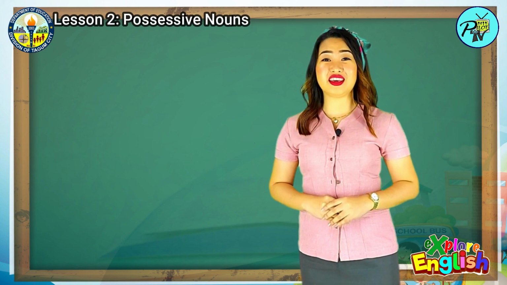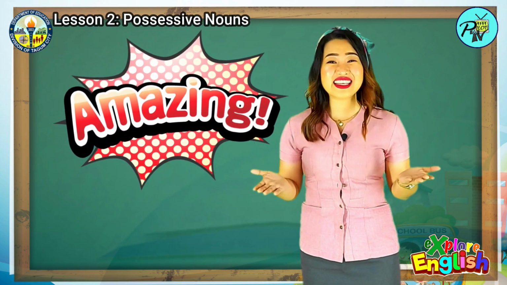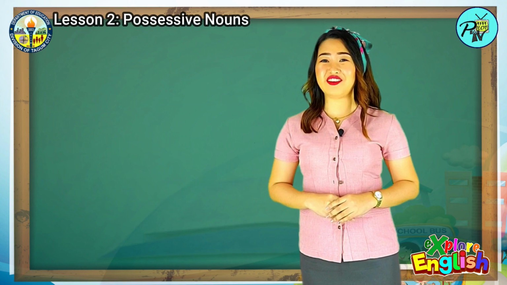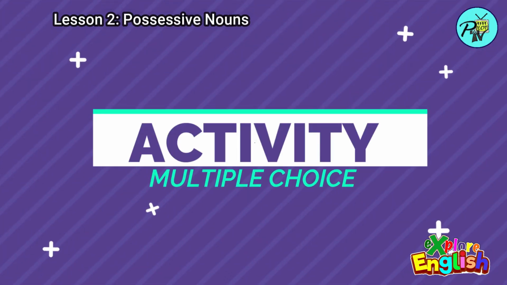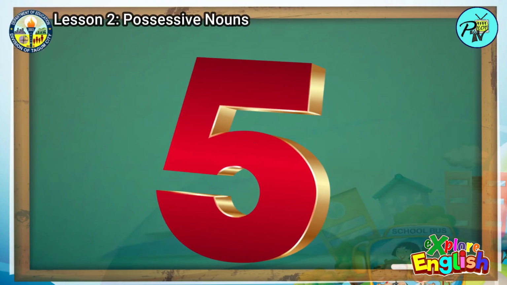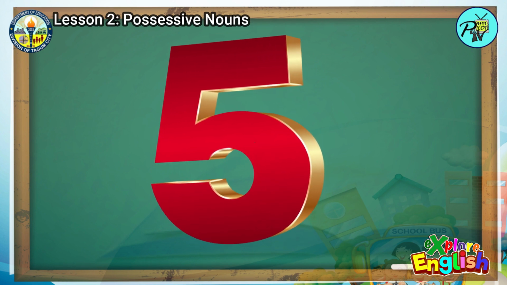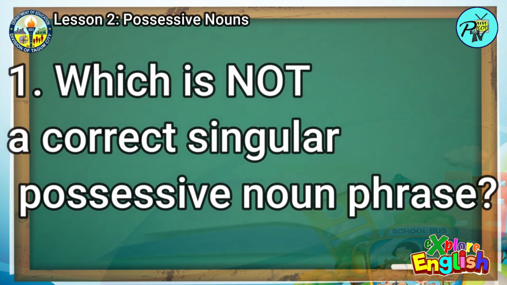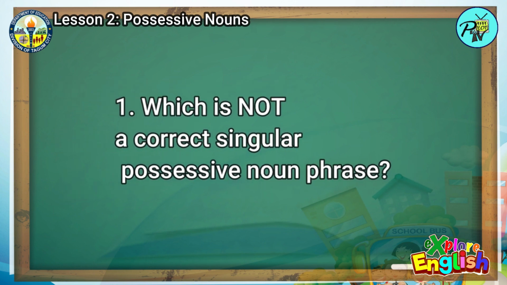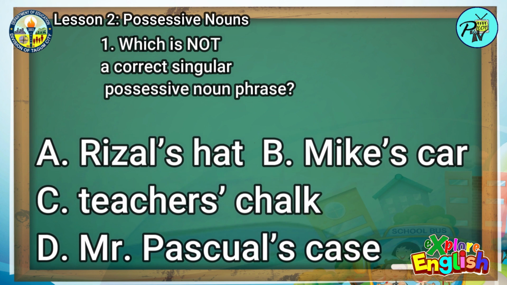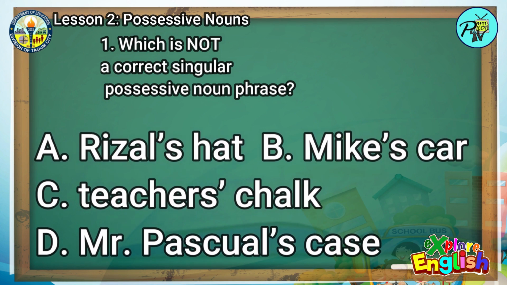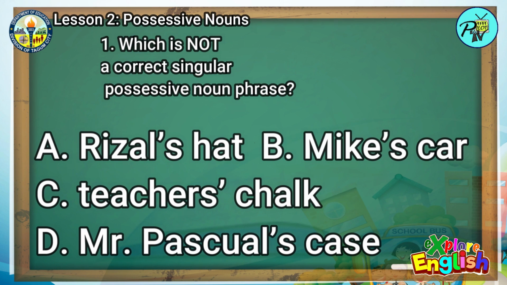Were you able to give your own examples? Amazing! Now you are very much ready for our next activity. This activity is multiple choice. Choose the letter of the best answer. You have 5 seconds to answer. Number 1. Which is not a correct singular possessive noun phrase? A. Rizal's hat. B. Mike's car. C. Teacher's chalk. D. Mr. Pascual's case.